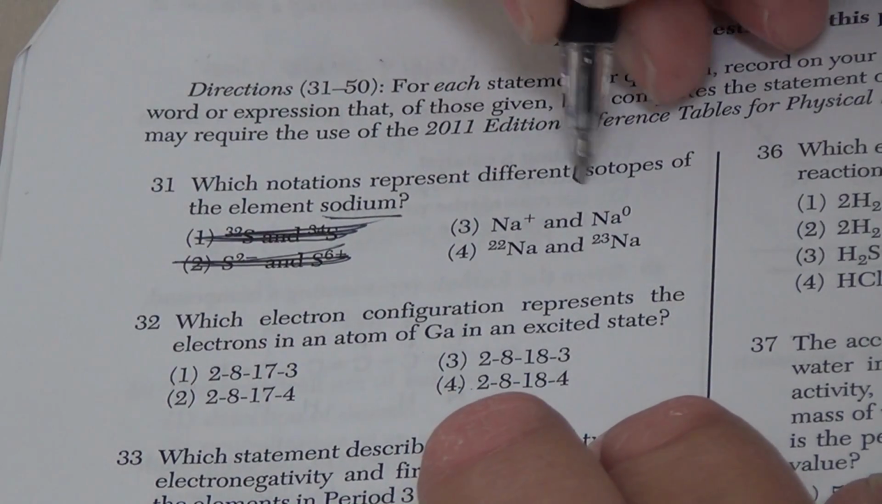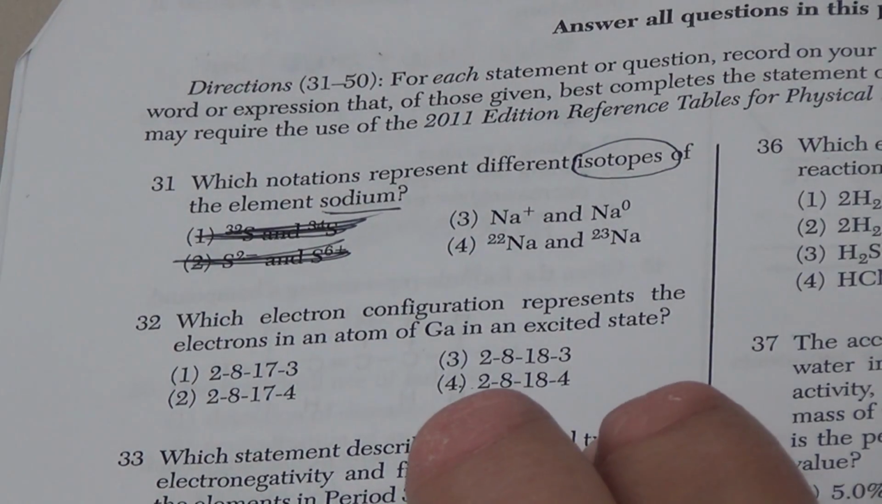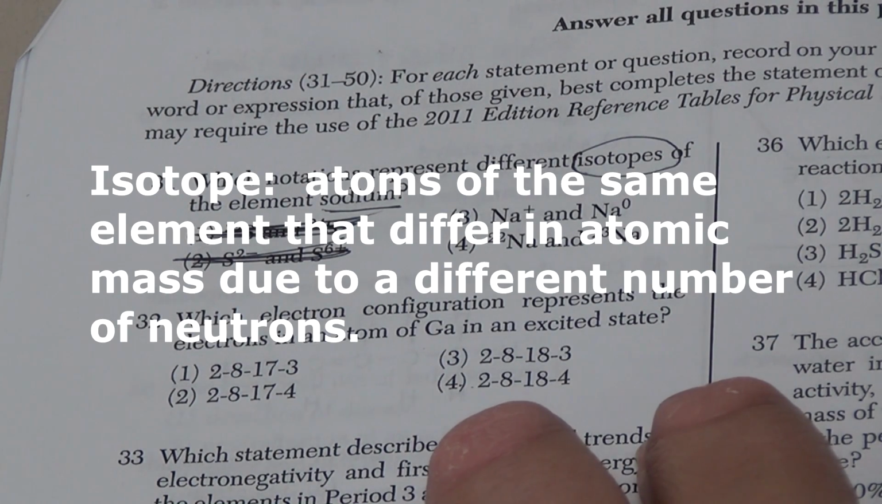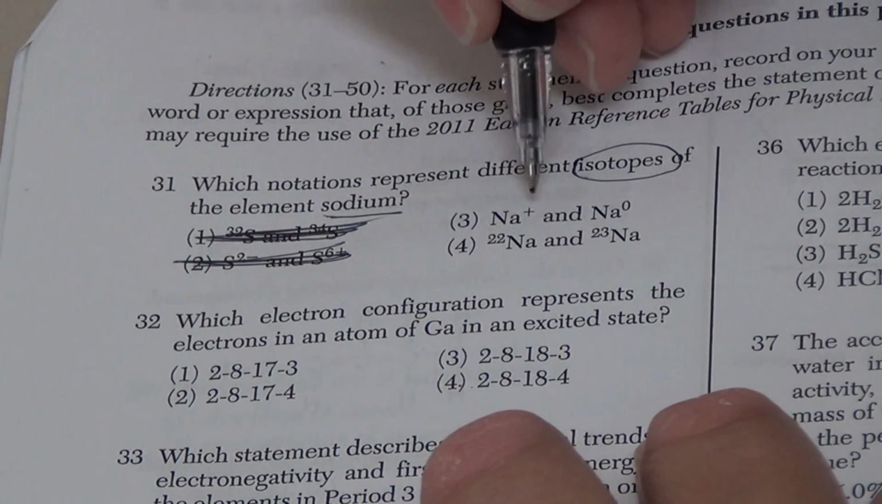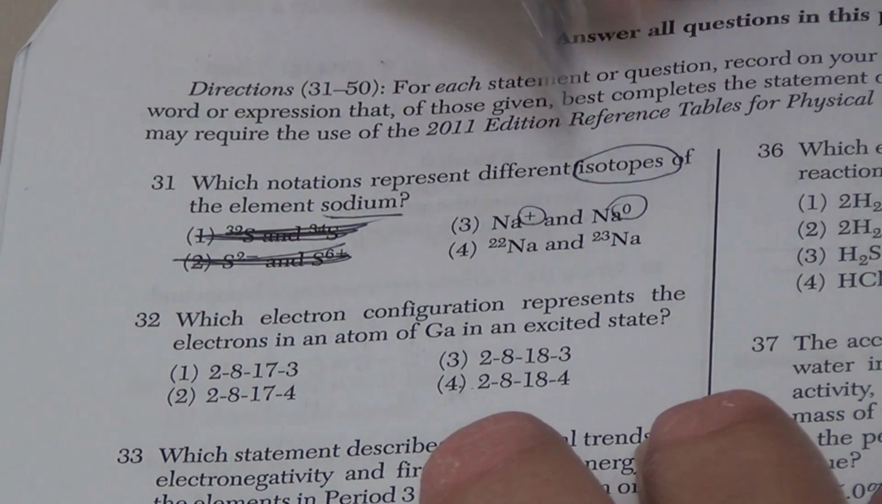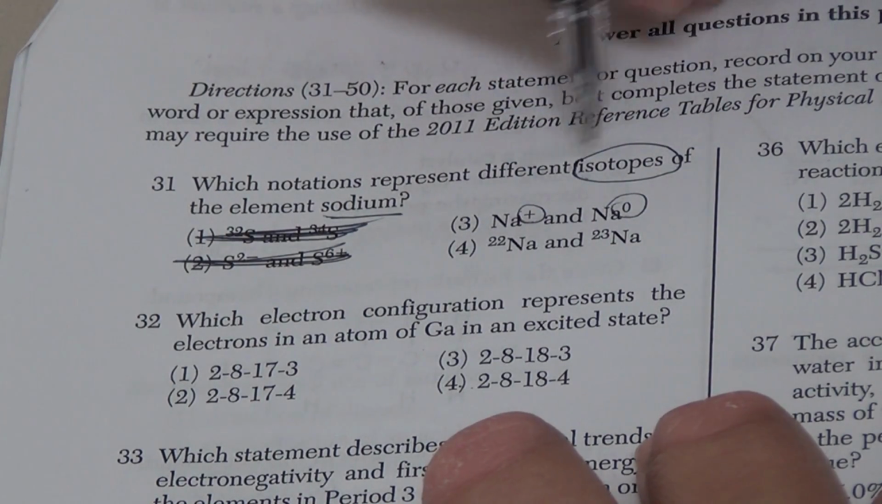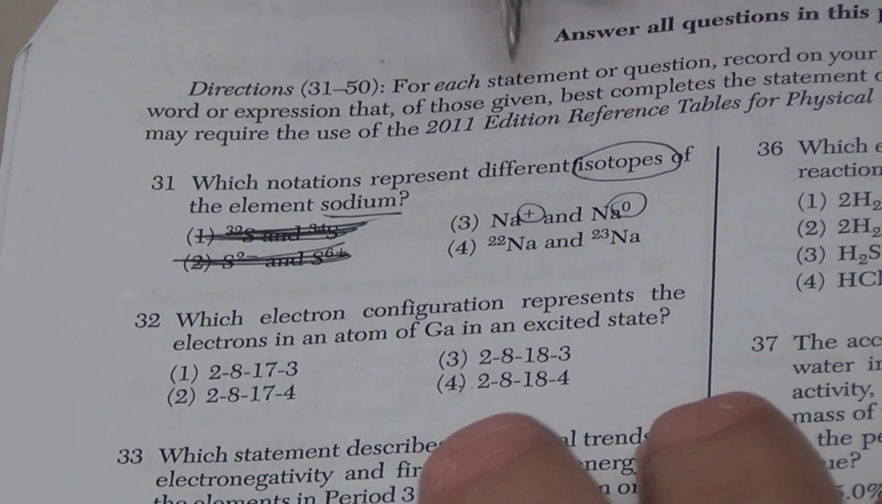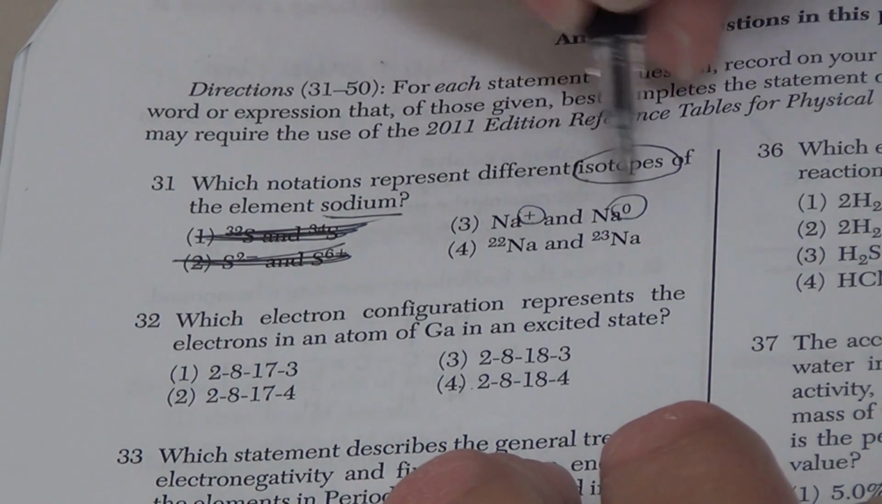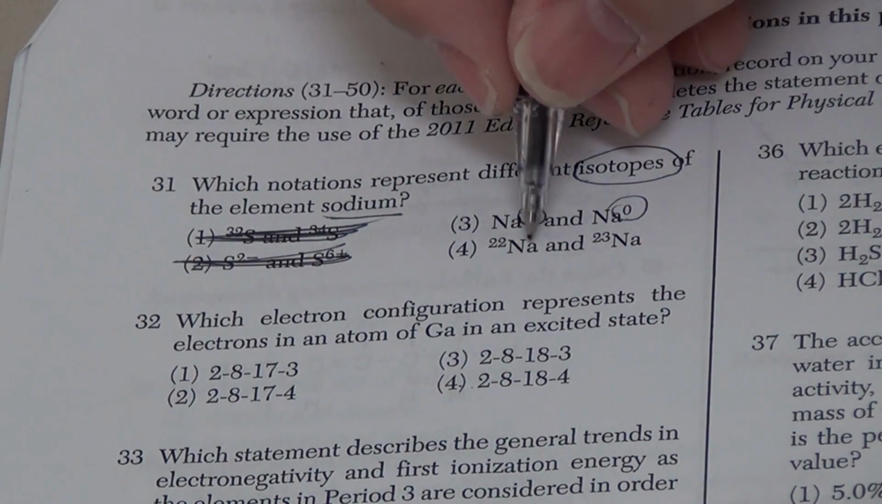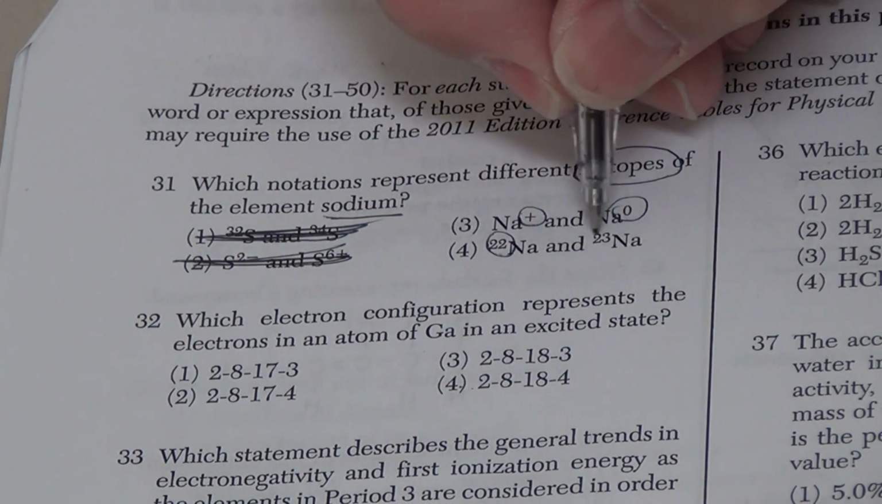Now we need different isotopes. Now what is an isotope? Isotopes are atoms of the same element that have different atomic mass. And the reason they have different atomic mass is because they have a different number of neutrons. Choice 3, this tells us charge. These would represent two different species of sodium: a sodium ion and a neutral sodium atom. That would be species. That's useful if you're doing half reactions. Isotopes are the same element with different mass.